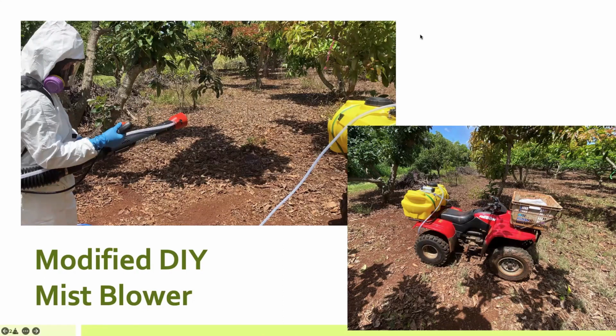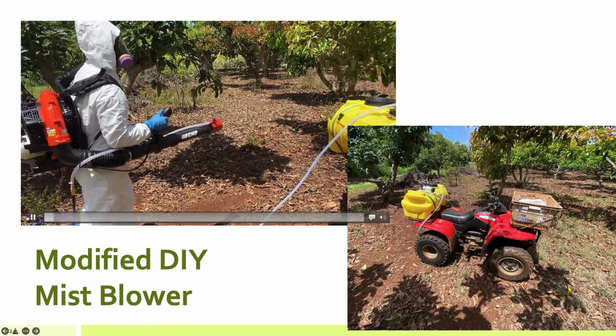And this particular setup just detaches the tank from the blower itself, which is basically a leaf blower, and connects it to an external tank, which you can pull around on a quad or ATV. And here's a quick video on what it might look like.